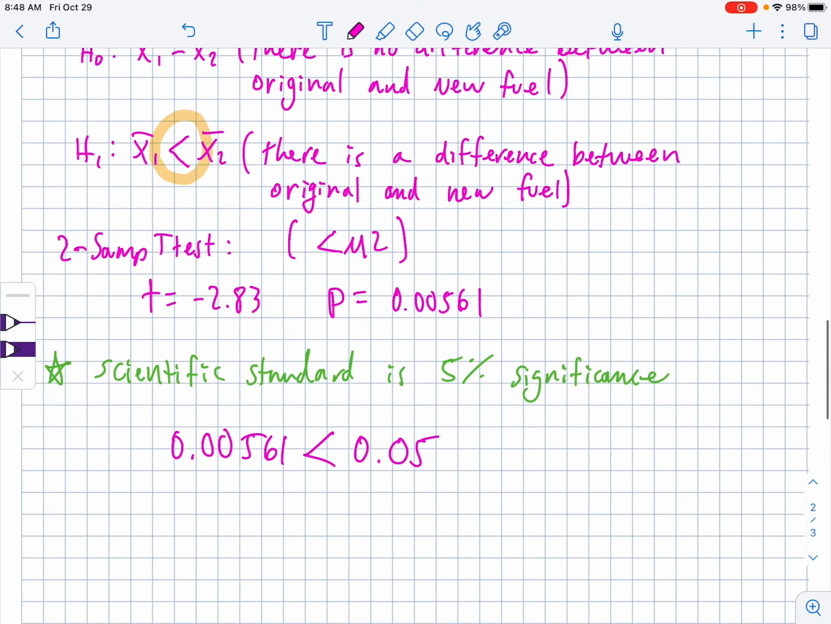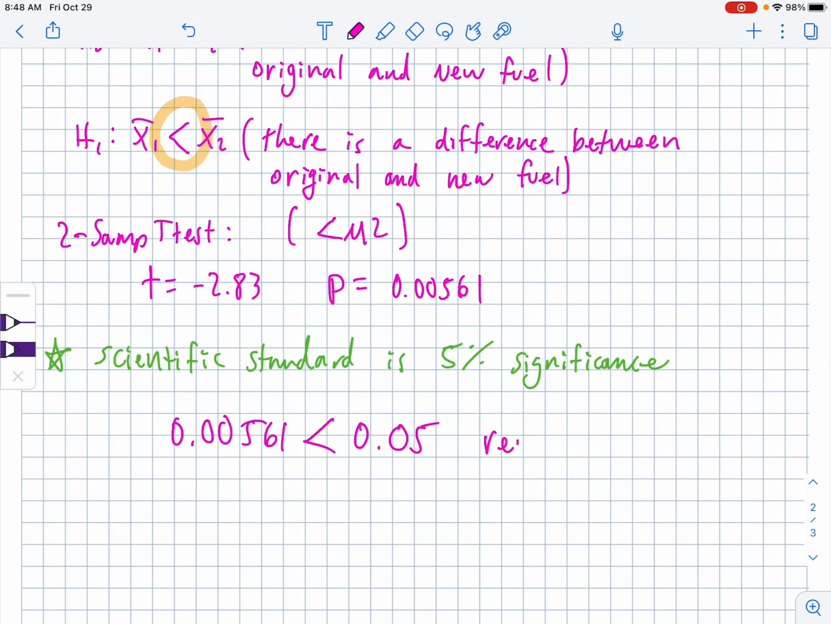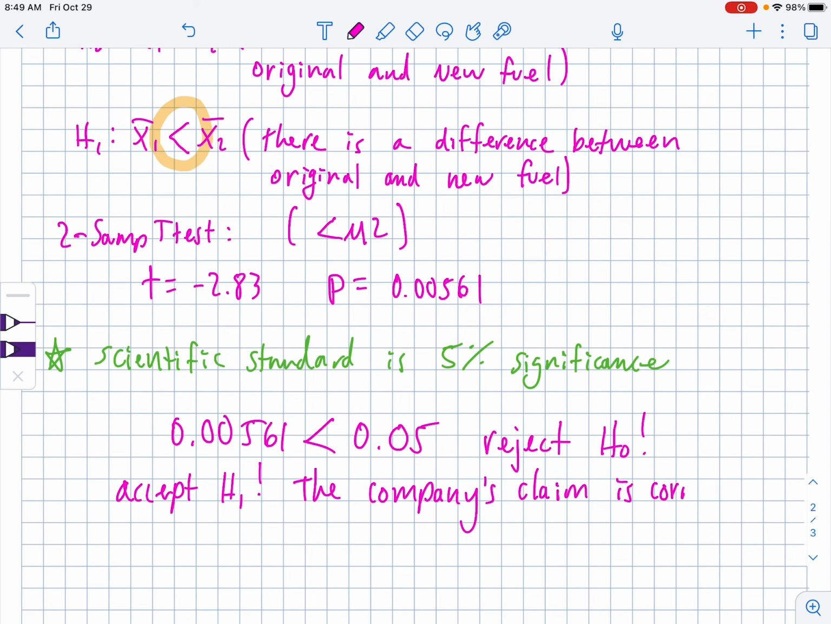So here, the p-value is smaller. Remember, if the p is low, reject the H0. So we reject the null hypothesis, which means we accept H1, which means the company's claim is correct. The new fuel has a larger average distance traveled.